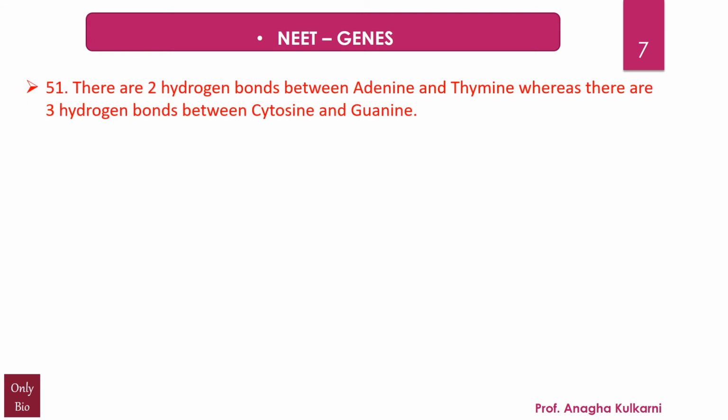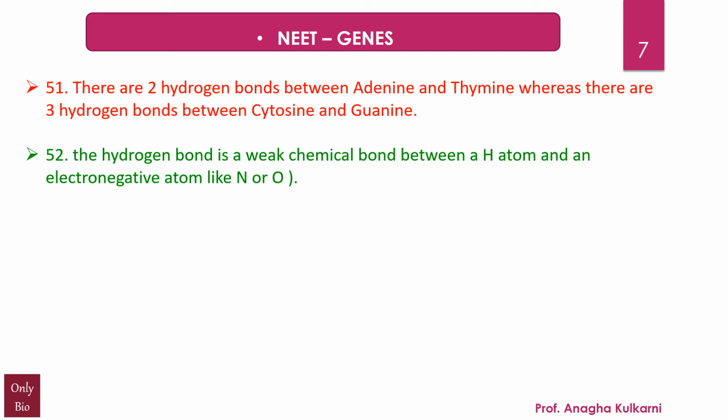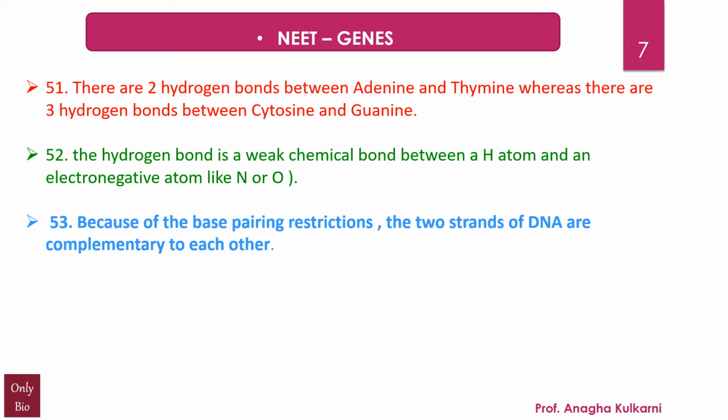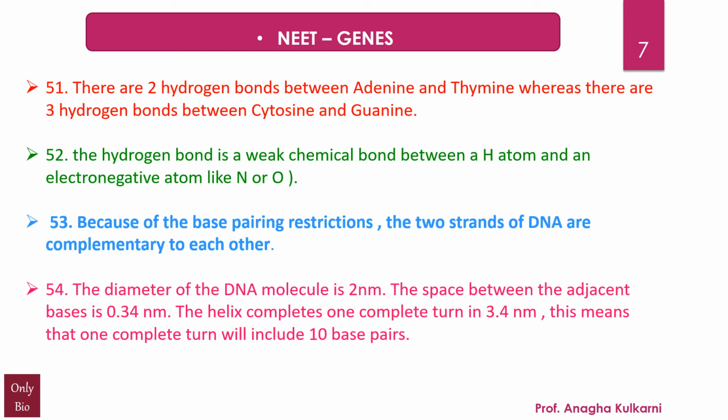Point number 51. There are two hydrogen bonds between adenine and thymine, whereas there are three hydrogen bonds between cytosine and guanine. Next, the hydrogen bond is a weak chemical bond between a hydrogen atom and an electronegative atom like nitrogen or oxygen. Next, because of the base pairing restrictions, the two strands of DNA are complementary to each other.